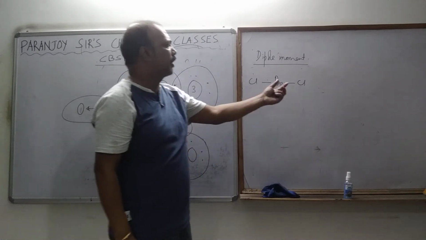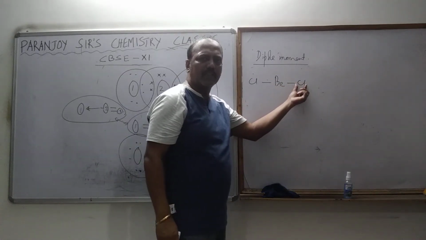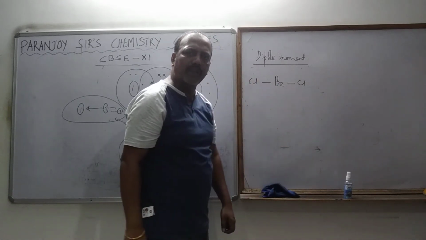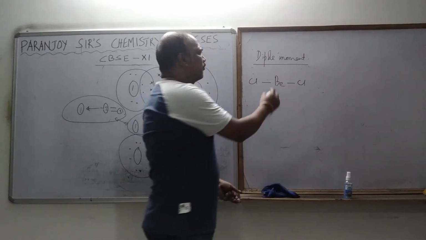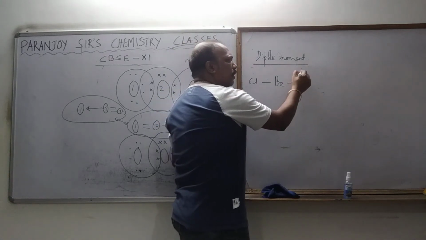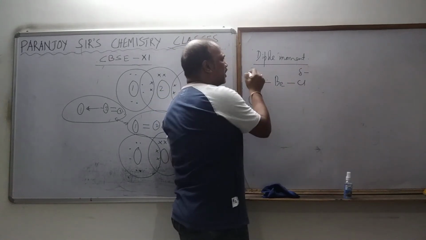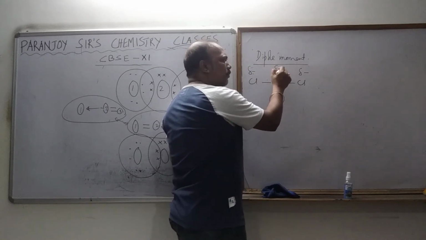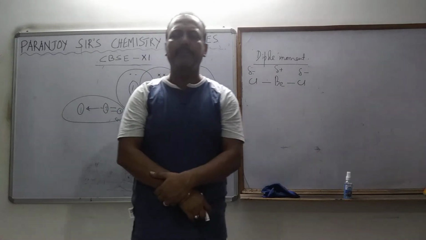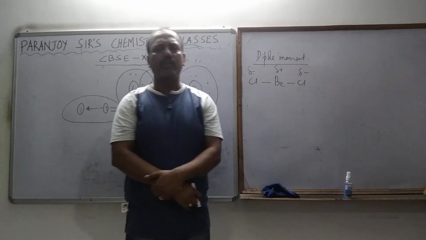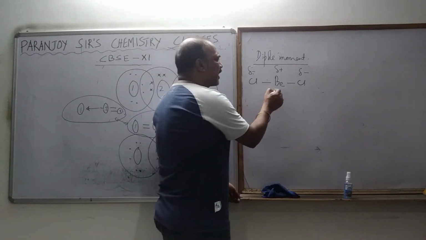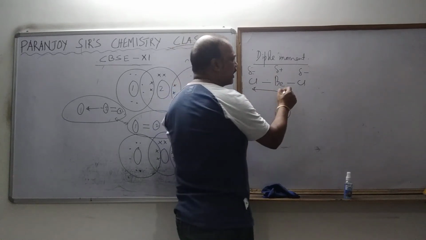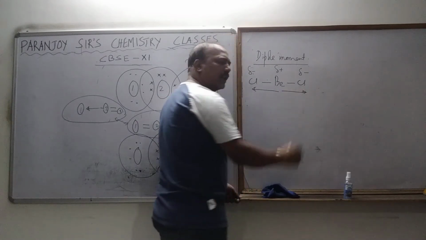Yes. Now chlorine has more electronegativity, so it will attract the bonded pair of electrons towards it. So beryllium will lose partially. This chlorine will become partial negative, and this chlorine will also become partial negative. And this beryllium will become partial positive. Yes or not? So a dipole is generated in this direction, plus to minus. Another dipole is generated in this direction, plus to minus.